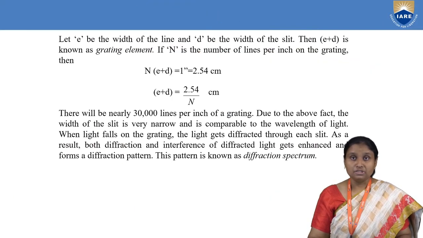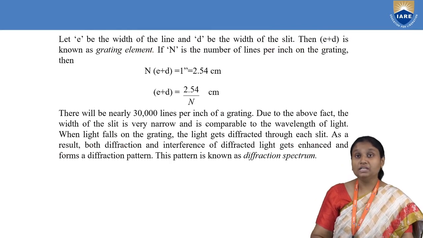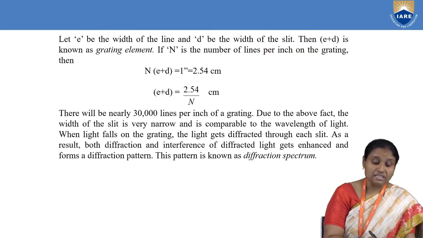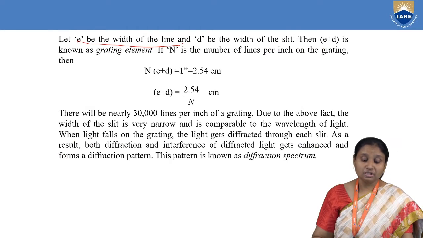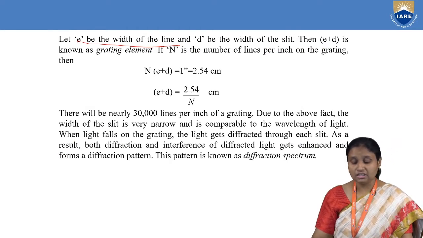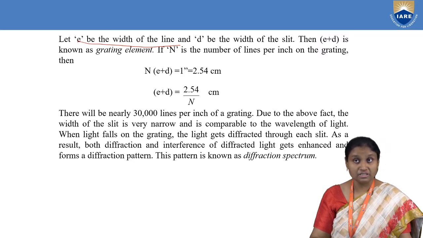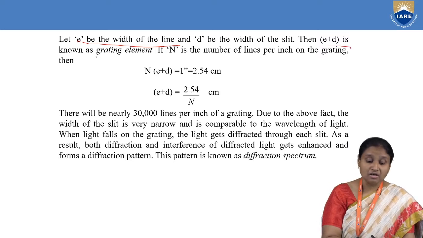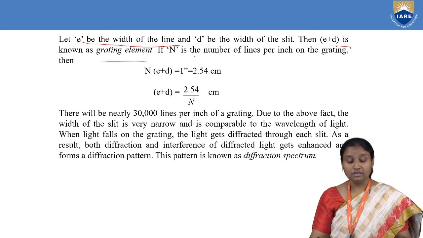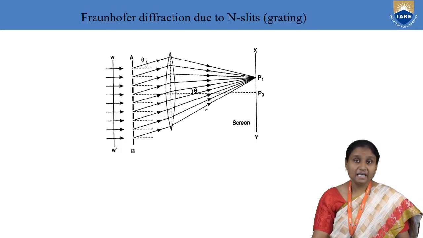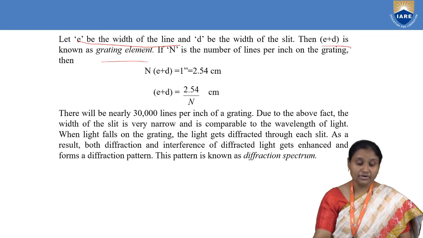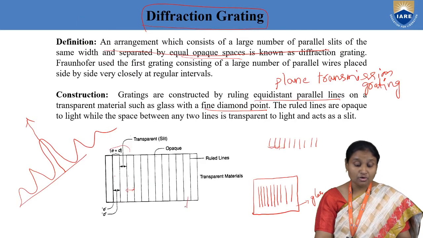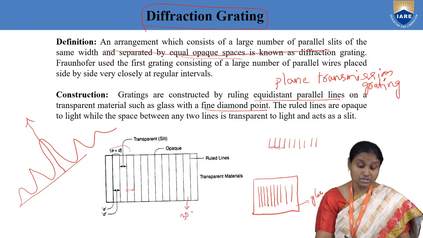So next we are going to discuss that, and before that we should get familiar with certain terms. As I told you, what is E? E is the width of the slit, or vice versa, we can take E as the width of the opaque space and D as the width of the slit. It's up to us. So E plus D is called the grating element, and N is the number of lines per inch. You may wonder how many lines we can draw on this particular transparent material. We can draw even around 30,000 lines per inch.